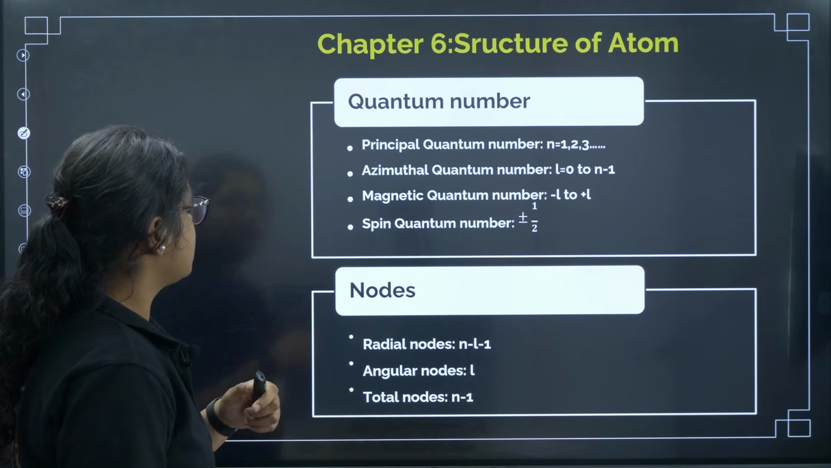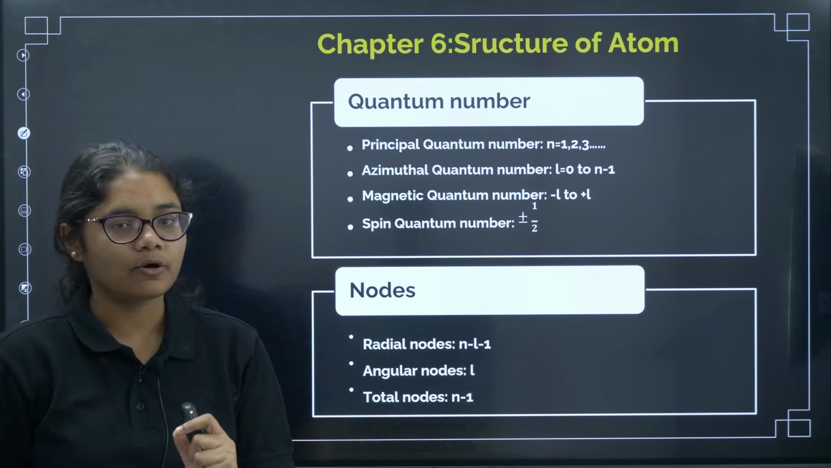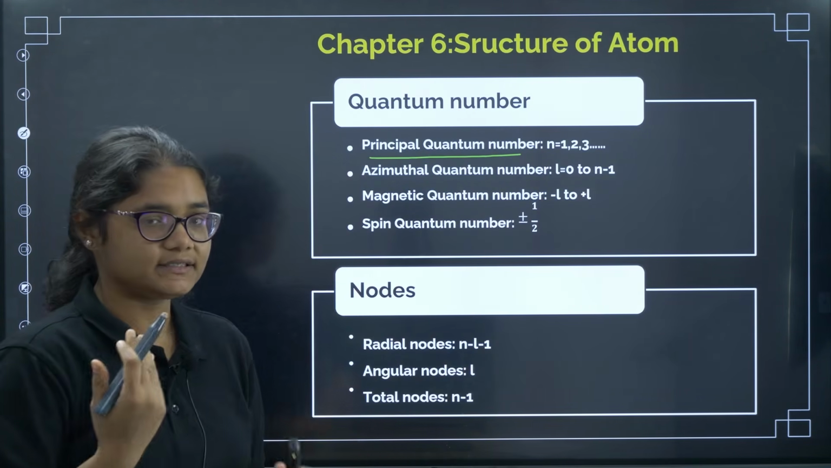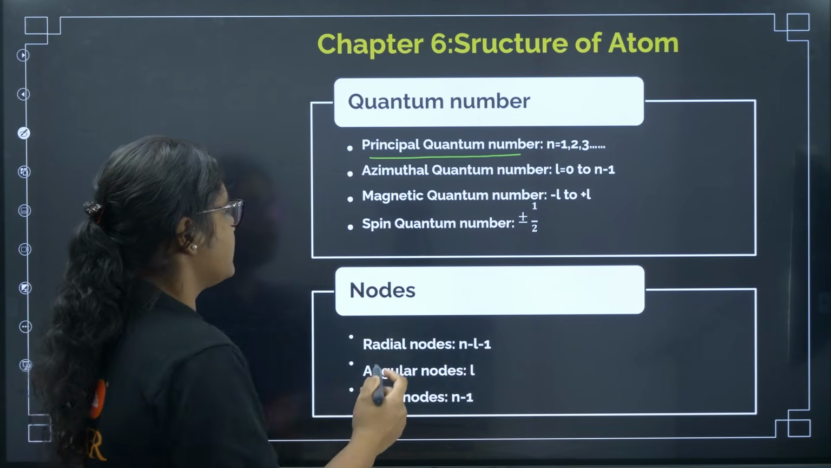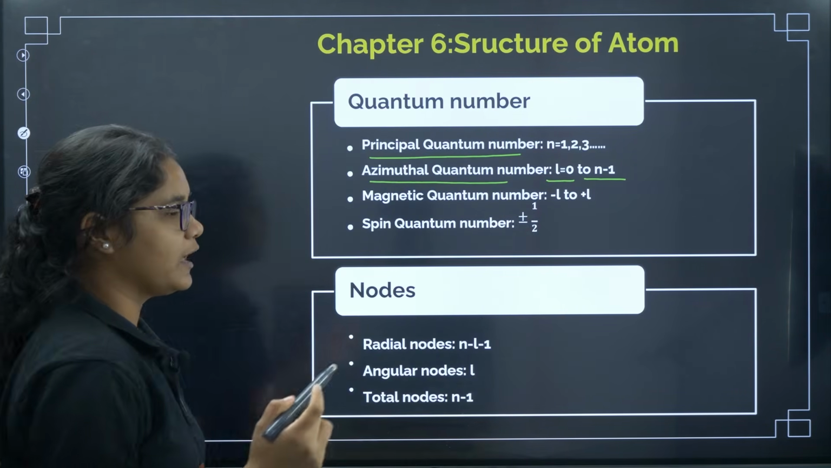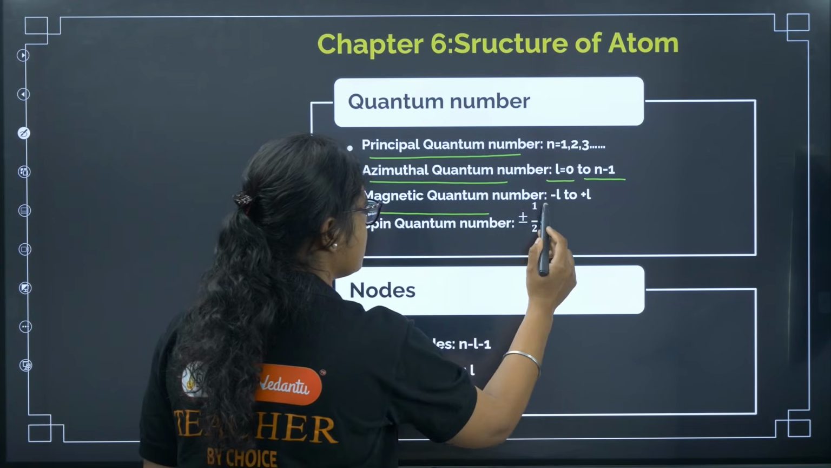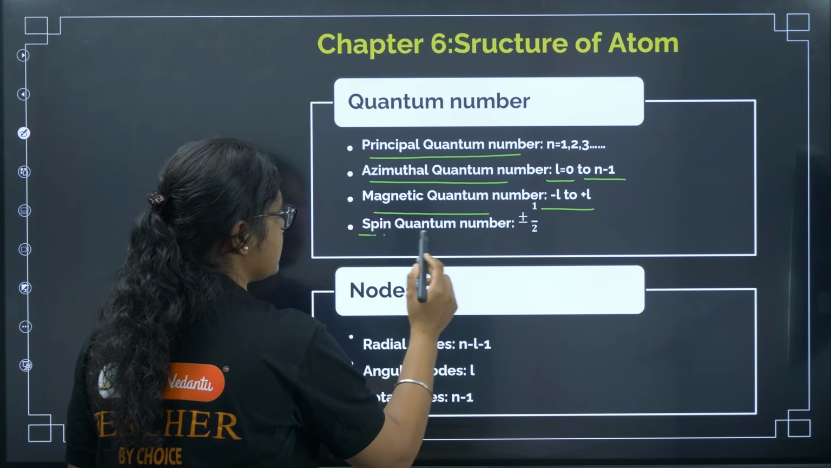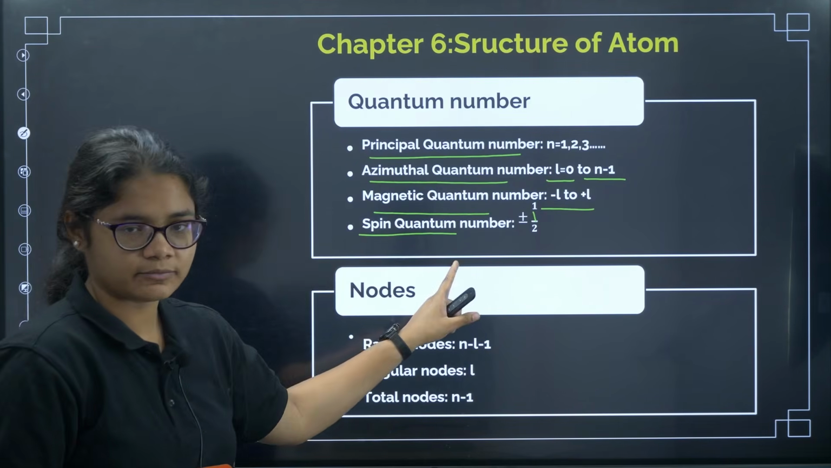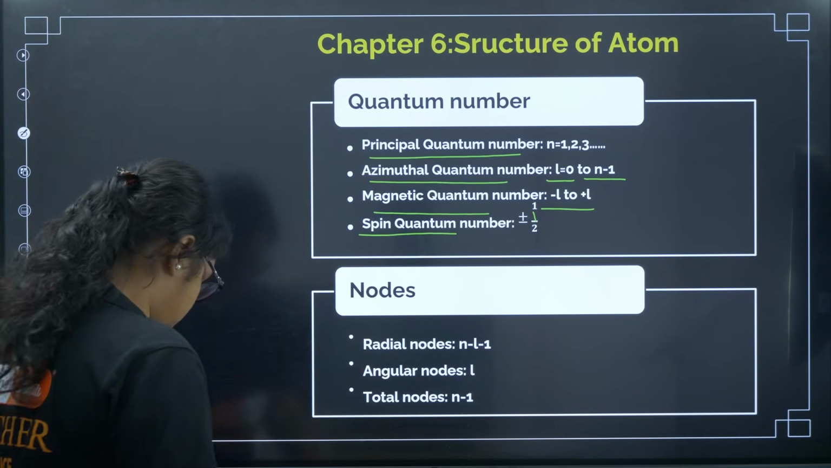Next is your quantum numbers, a very important topic. Principal quantum number, what is the range? It starts from 1 to infinity. Then azimuthal quantum number, l is equal to 0 to n minus 1. And then we have magnetic quantum number, minus l to plus l, and spin quantum number is plus minus 1 by 2. So I'll give a small example from this one because questions are asked from here also.